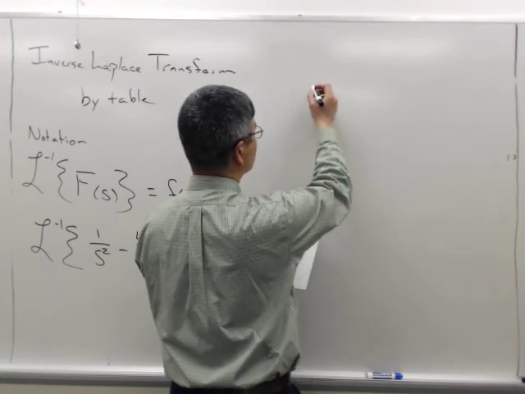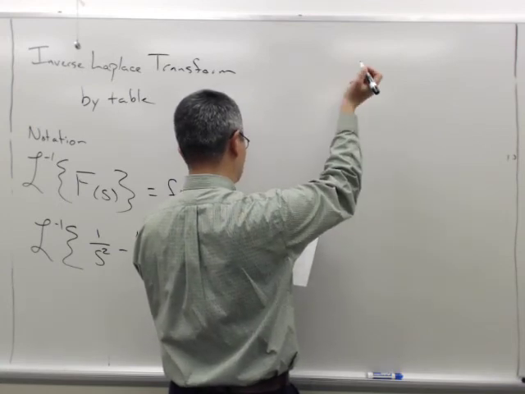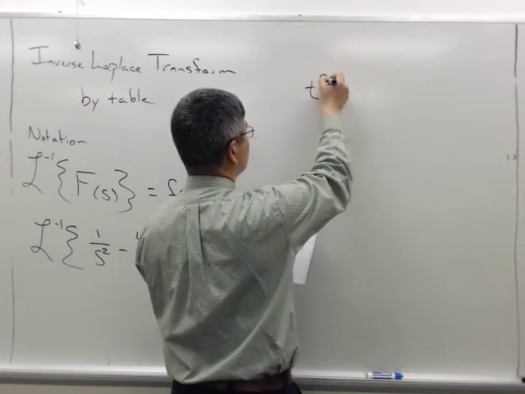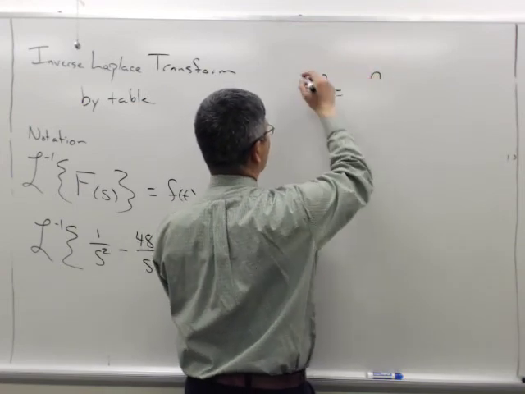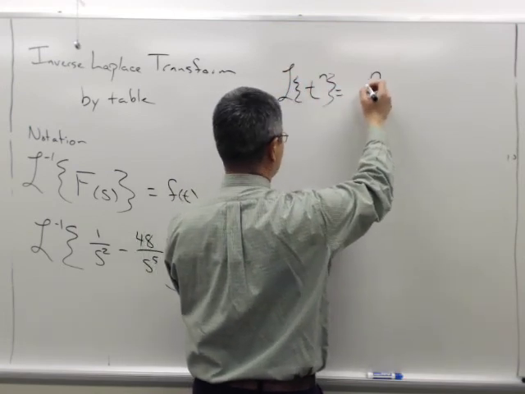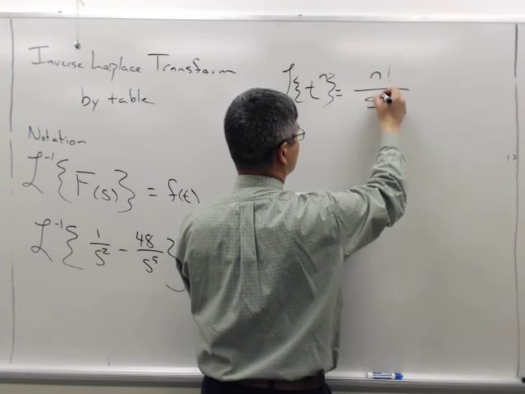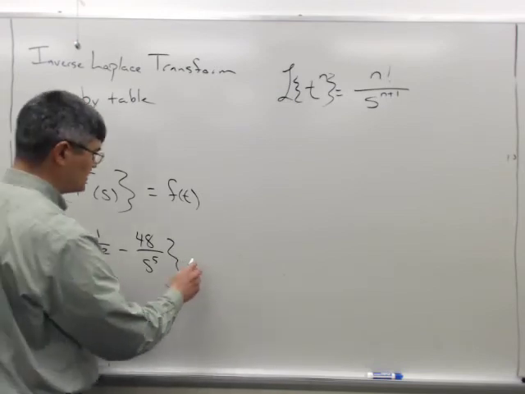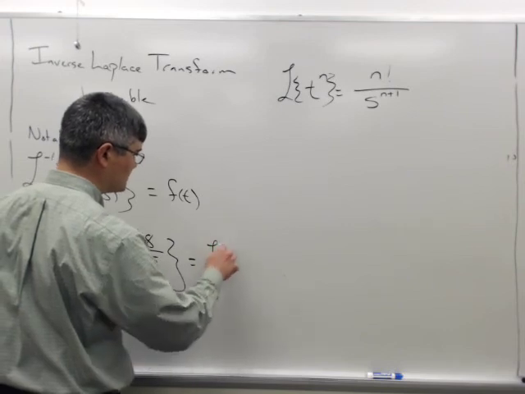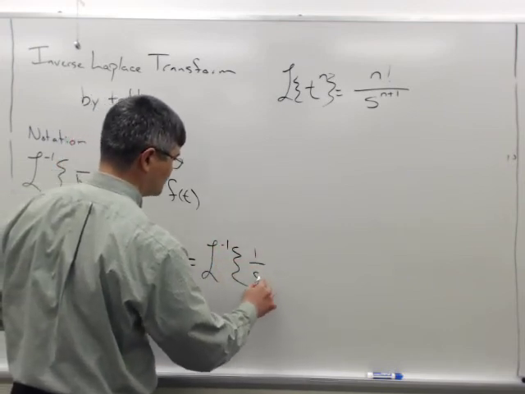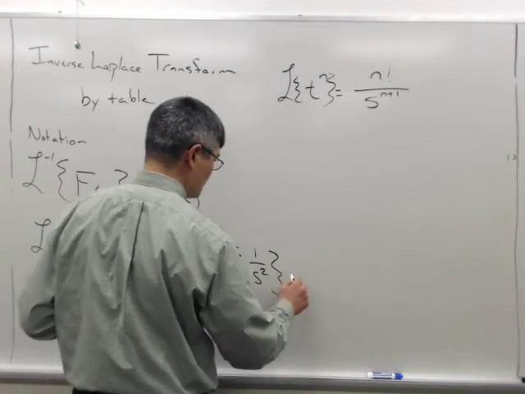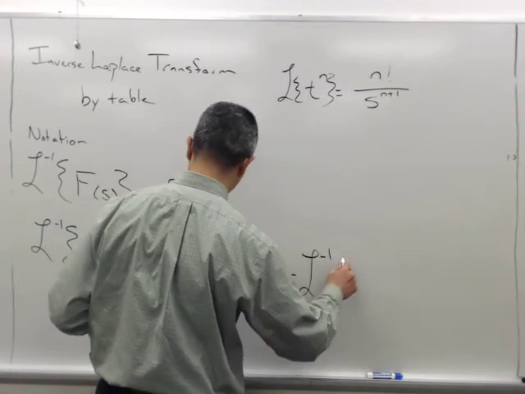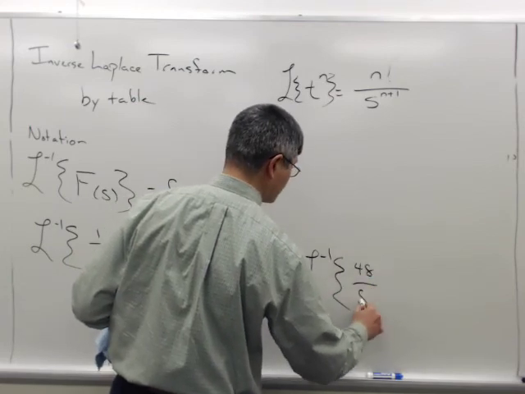So the table entry that I'm looking at is on the one I'm asking you to print out. It is this: t to the n, the Laplace transform of this is n factorial over s to the n plus 1. So that's the Laplace transform that we're going to use. And we're going to use it twice. Okay, so the first thing we do is we recognize that there's a linear property here, that this thing is equal to the inverse Laplace transform of 1 over s squared, minus the inverse Laplace transform of 48 over s to the 5th.